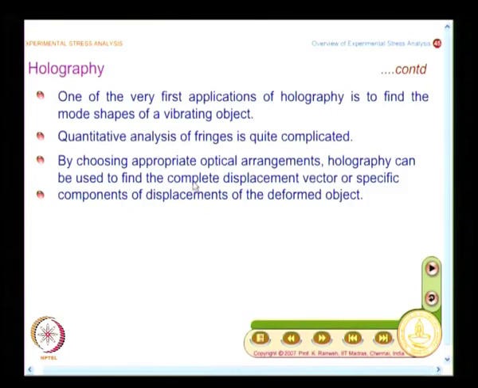So, I can get the complete displacement vector, or specific components of displacement of the deformed object, which would be very interesting when we want to understand an analytical solution. Suppose I want to know the displacements in the case of a cantilever. I would like to see only u displacement and v displacement. So, I will have one optical arrangement to get u displacement, and another optical arrangement to get v displacement.